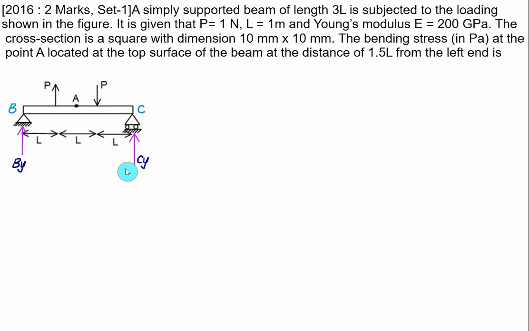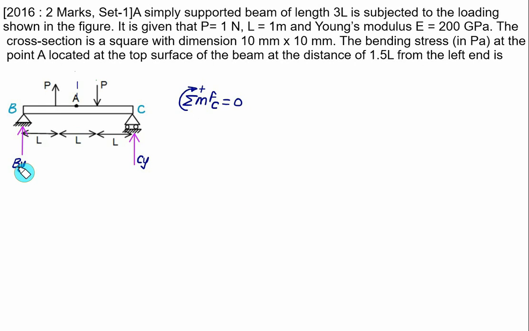We assume this reaction vertically upward. We are only interested in the reaction at B because we cut it at point A. So only By will be found, and therefore we'll take the moment about the point C. So we have the sum of moments of all forces about C, and we'll assume clockwise moment is a positive value. This sum must equal 0.